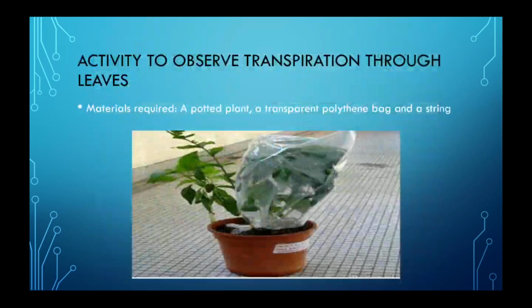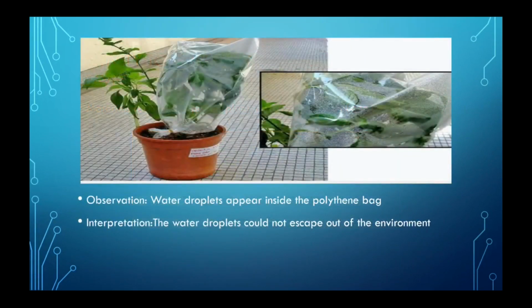Then when you come back the next day, what will you observe? Do you know what you will observe? You will observe that there are some minute droplets deposited inside the polythene bag. If the polythene bag is transparent, it will be clear from outside also. Okay, so some minute droplets are deposited on the inside wall of the polythene bag. Why is it so?